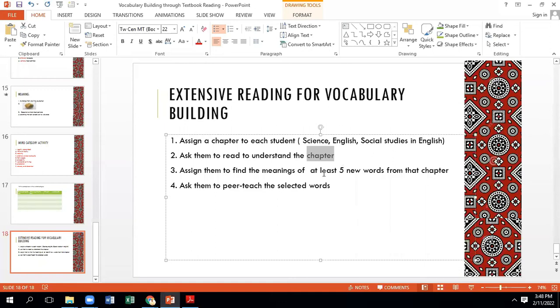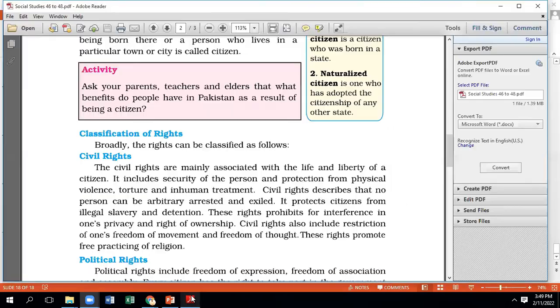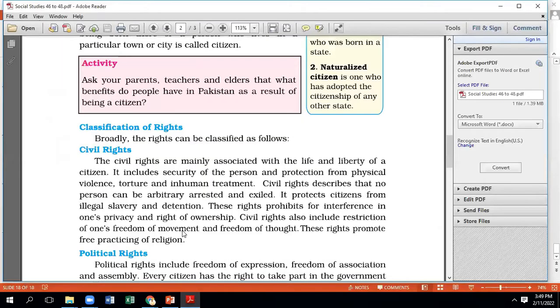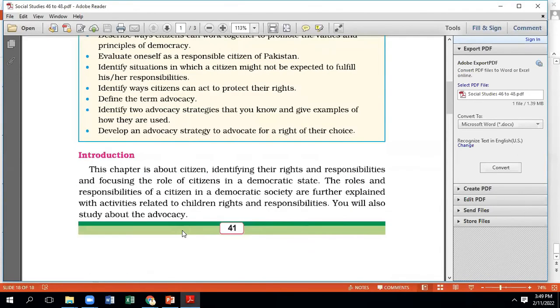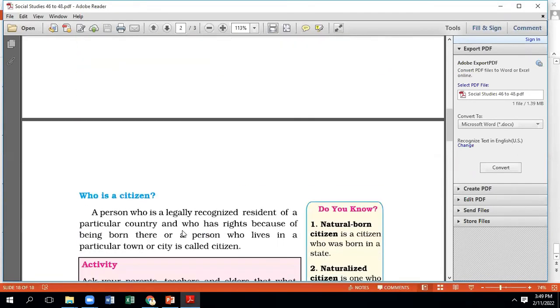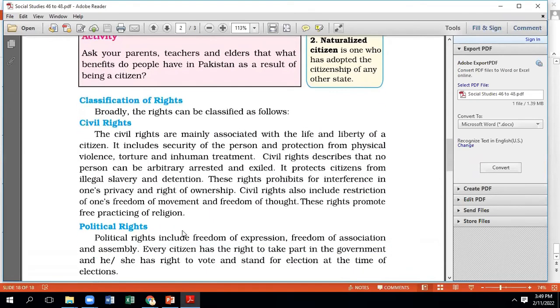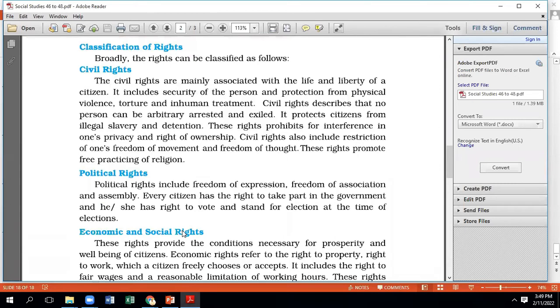So assign them to find the meanings of at least 5 new words from the chapter. Okay, and then ask them to peer teach the selected words. Peer teach means they will teach their peers, their classmates, the words that they have found from the chapter. Okay, it can be any chapter, just like this. This is a chapter. For example, I asked my students to read this chapter on their own and understand the useful information. And at the same time, if they come across some new words, check the meaning in the dictionary and teach the words to their classmates.